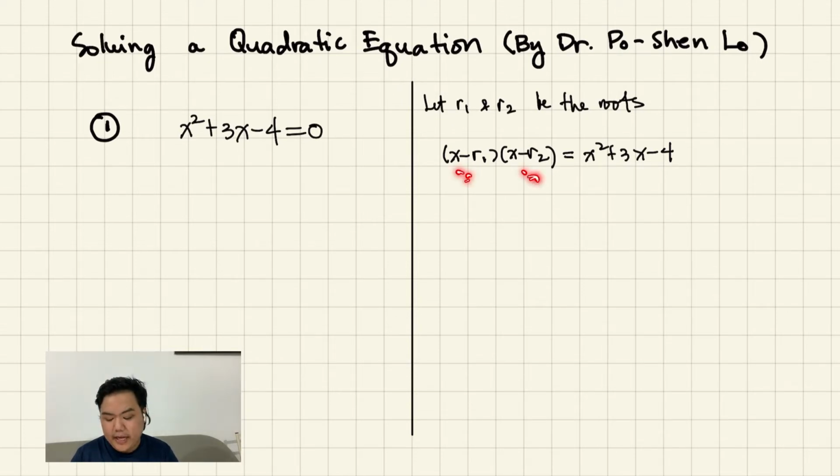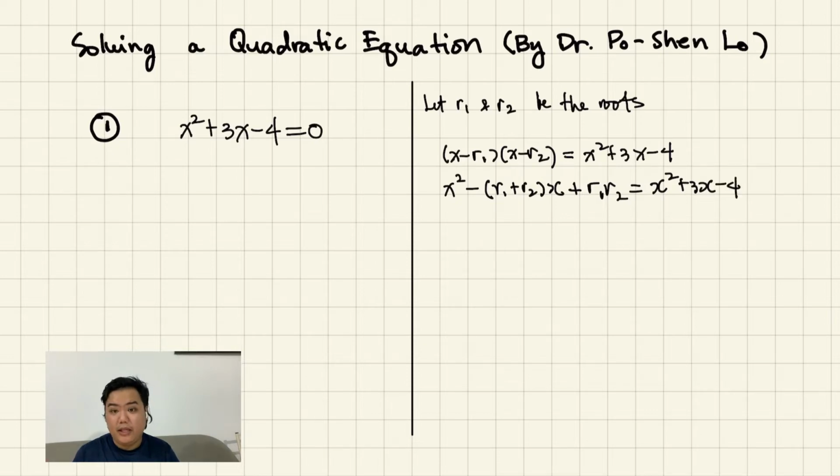So, if you try to expand this one using the FOIL method, ang makukuha natin is multiply the first terms, x squared, tapos yung inner outer, you get negative R1x, negative R2x. If you add that, at factor out yung x, you can get negative (R1 plus R2)x. And then the product of the last terms are negative, negative, magiging plus, tas R1 R2. Tas equal doon sa right-hand side. Dapat mag-equal yung dalawang yan.